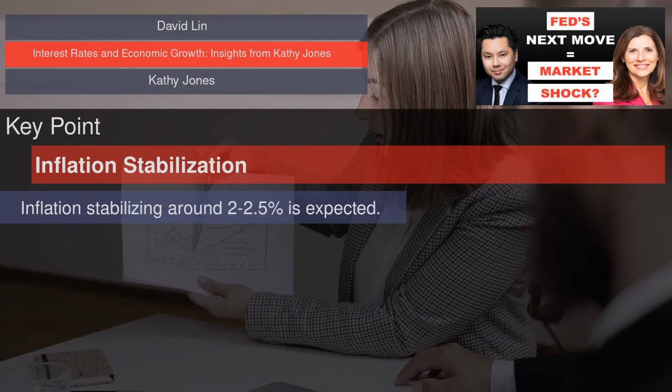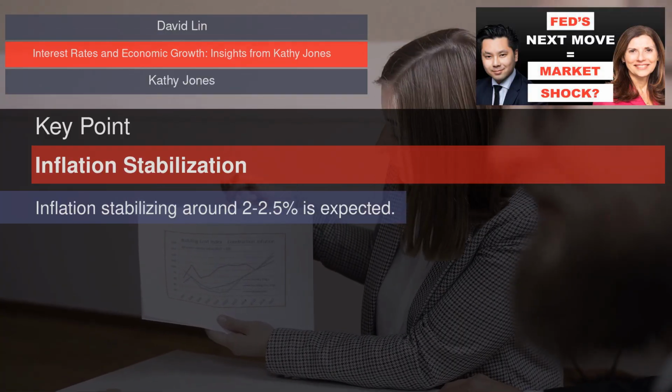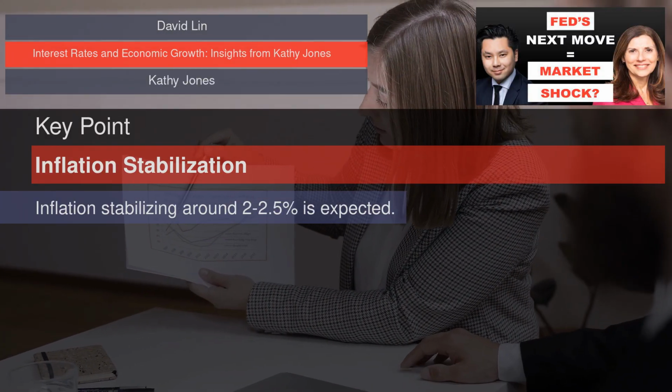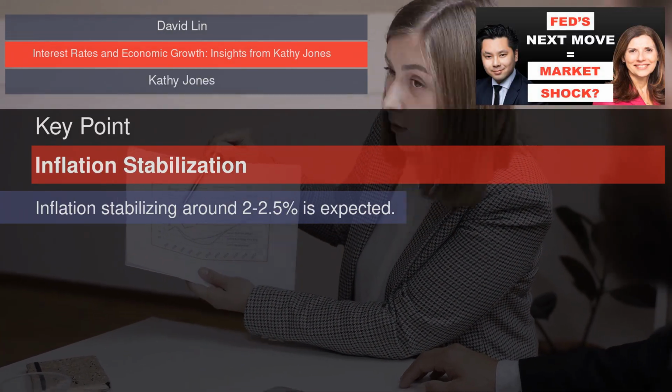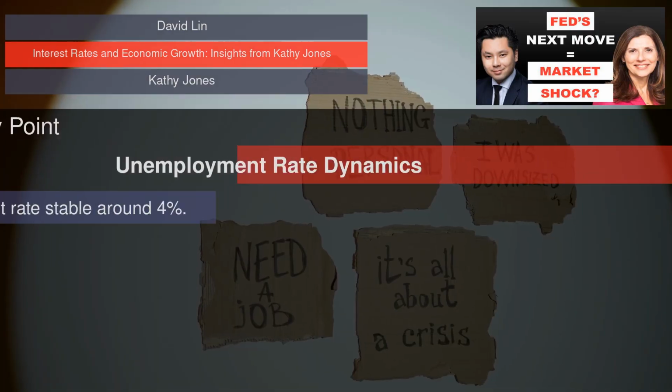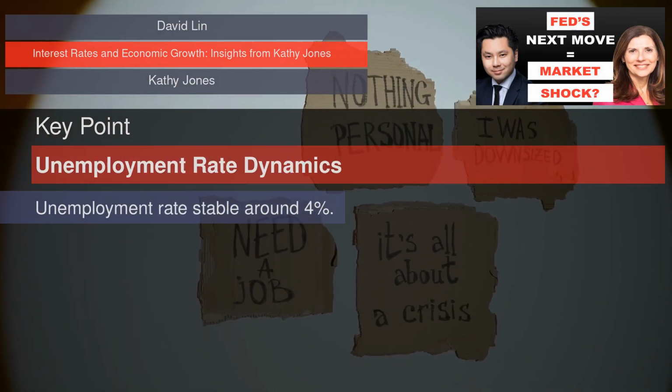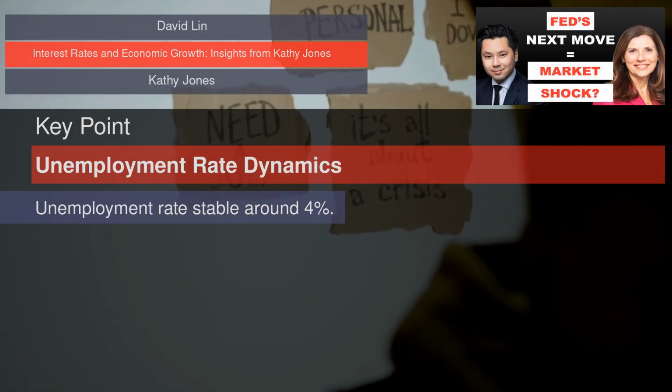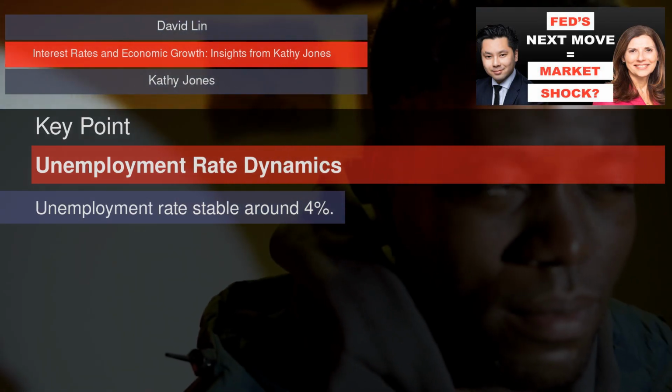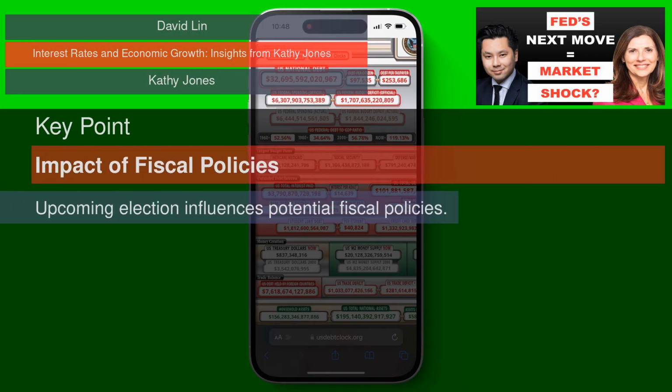What's the forecast on inflation? Is it stabilizing? Kathy expects inflation to hover around 2.5%, which is manageable for the Fed. And how's the labor market looking? Kathy sees stability in unemployment, which is crucial for economic confidence. How might the upcoming election shape our economic policies? Policies could sway depending on which party gains control, affecting fiscal strategies.